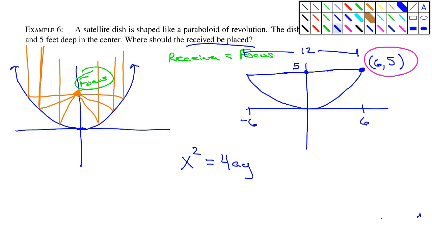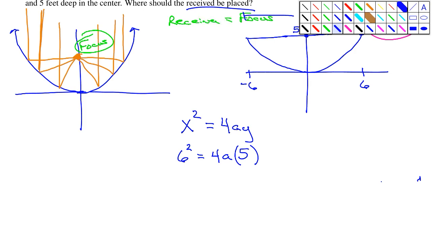That's an x and y ordered pair that I can place into the equation, and I can use it to solve for a. So 6 squared is 36, is equal to 20a. So a is equal to 36 over 20. I can reduce that by 4. That gives me 9 over 5, which is 1.8, because this is an application, that's fine.